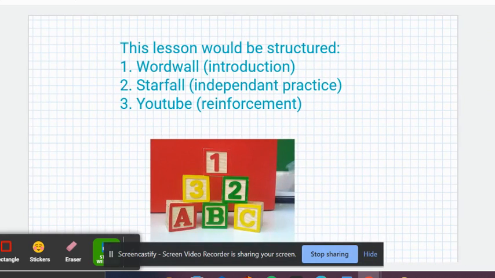This lesson would be structured. First, I would do WordWall as basically an introduction. Then I would do Starfall as some independent practice. And then I would do the YouTube video as some reinforcement.